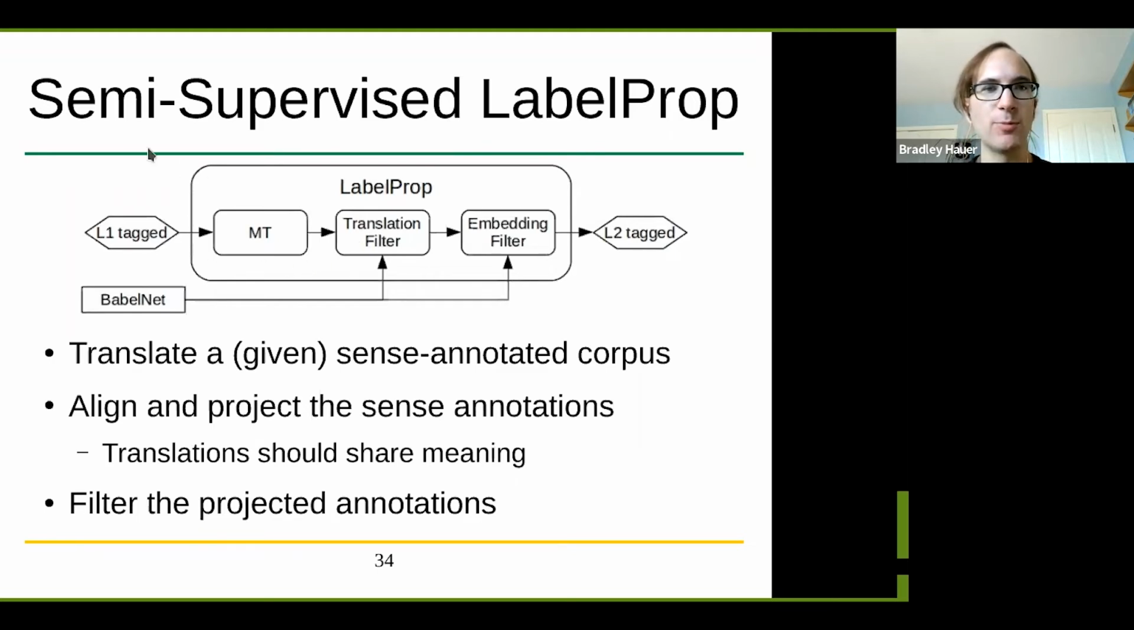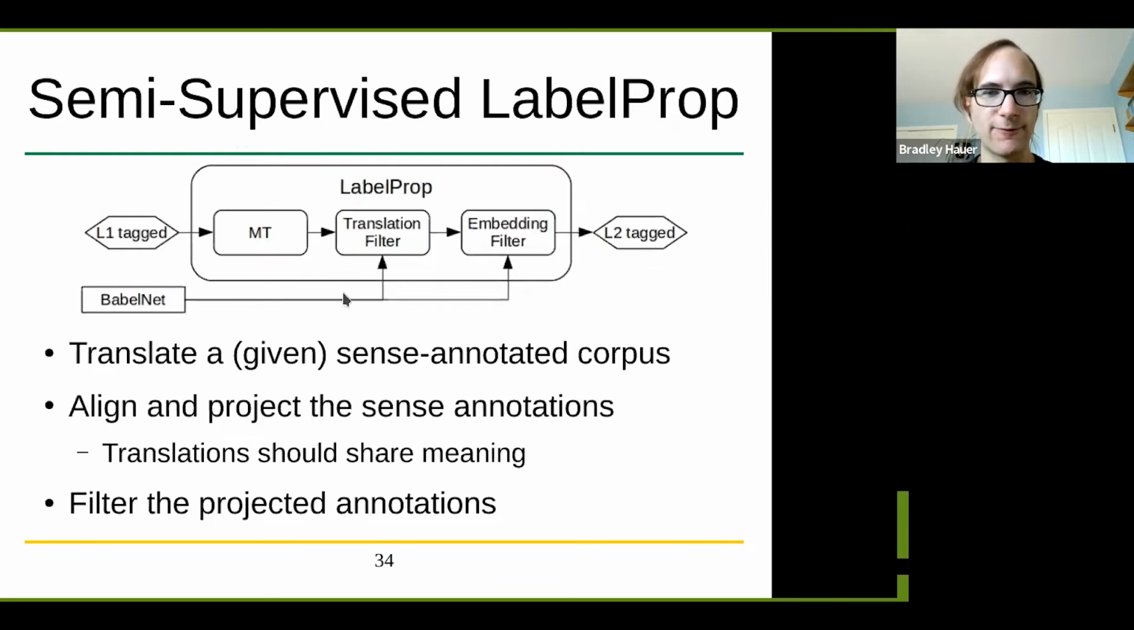This is going to be a semi-supervised model. So we're assuming that we have some sense annotated corpus in some language, which we'll call our L1. We have a sense annotated corpus in L1, but what we want is sense annotated data in L2. L1, for example, could be English, where we already have quite a few sense annotated corpora available. And L2 could, for example, be, let's say, Polish, which doesn't have as many sense annotated corpora available. So we want to generate additional data to train our WSD systems.